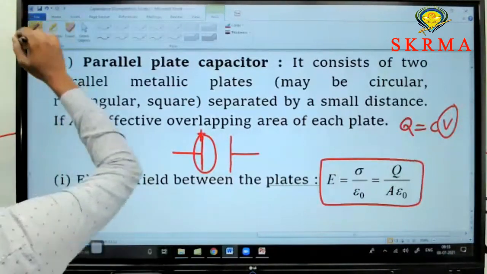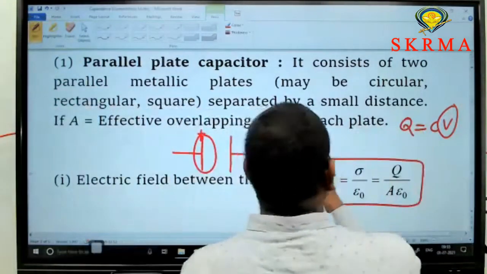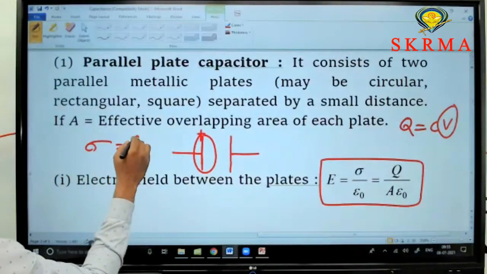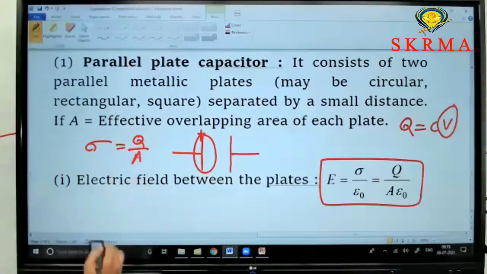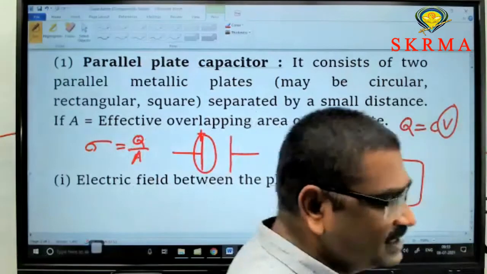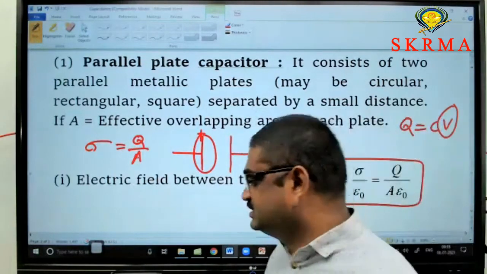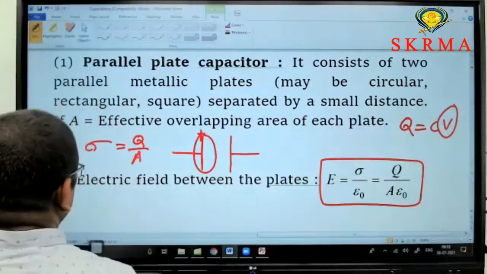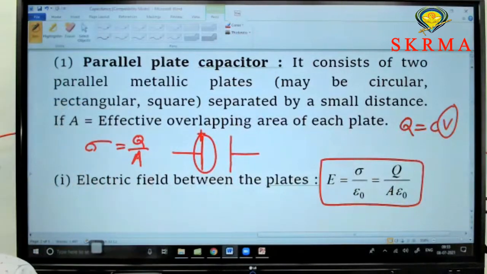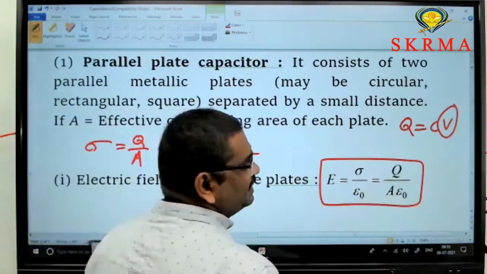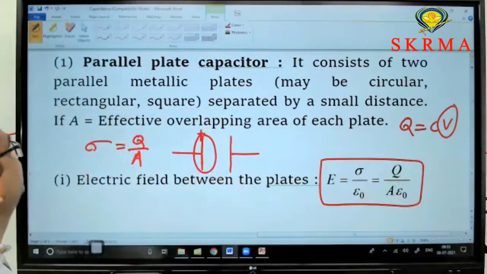So what is the value of sigma? Sigma is Q by A, which is called the surface charge density. If you substitute this value, you will get Q by A epsilon naught. This is the electric field.